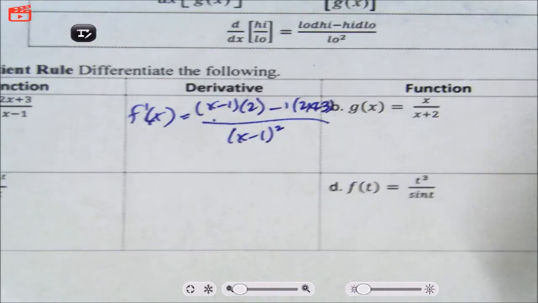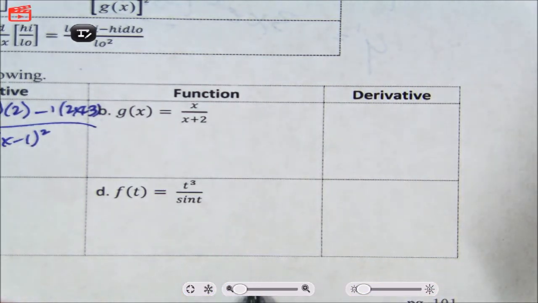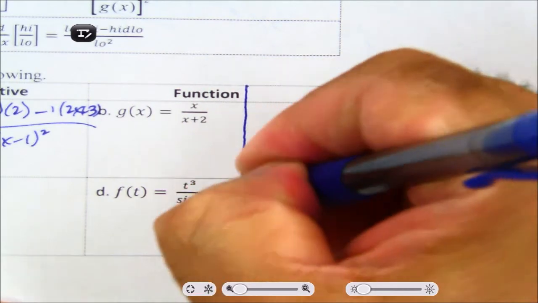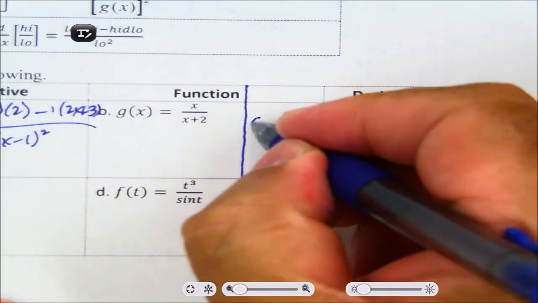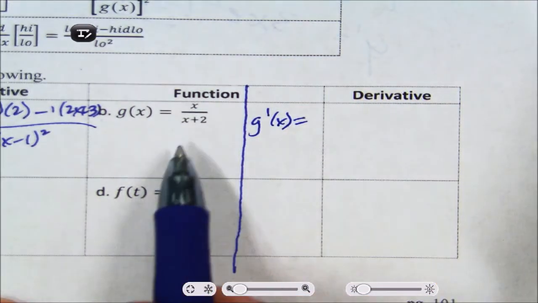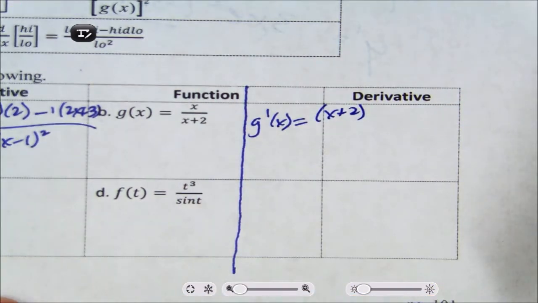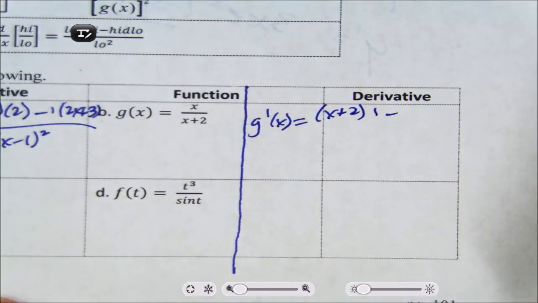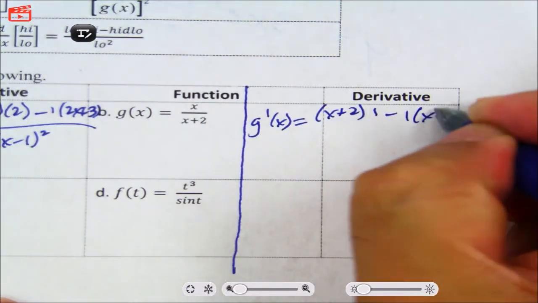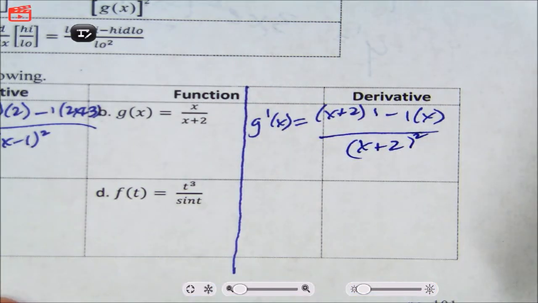Ready for B? Yes, we're ready. Alright. We could have put the line here, just make a new line. So I'm ignoring this line. So g prime of x equals, bring the denominator up, so it's x plus 2. What's the derivative of the numerator? 1. So times 1, minus the derivative of the denominator, which is 1, times the numerator, which is x, over the denominator squared, x plus 2. It's not working.